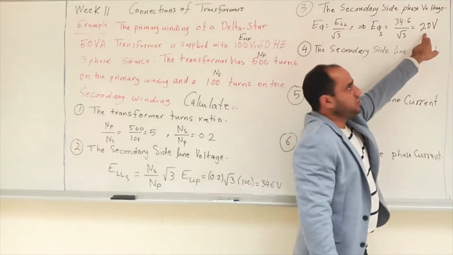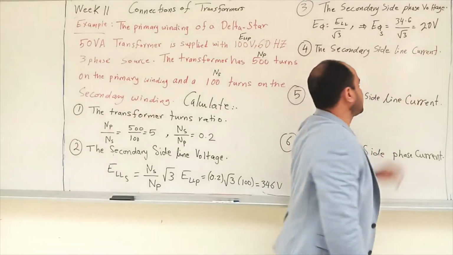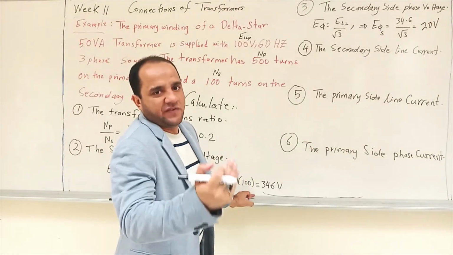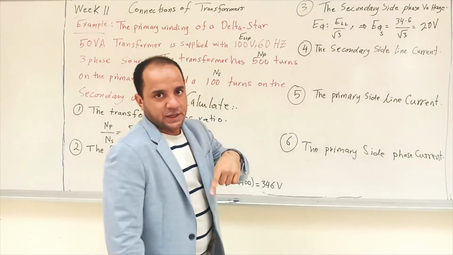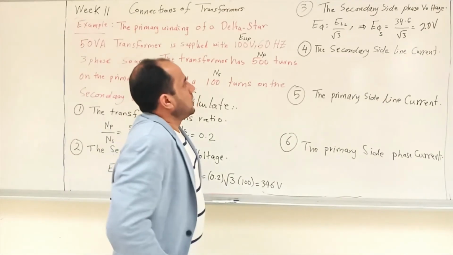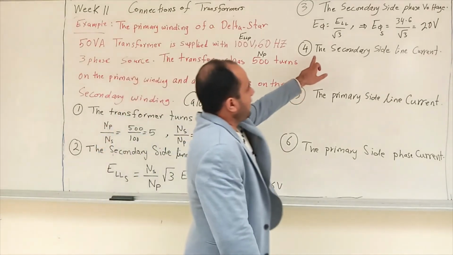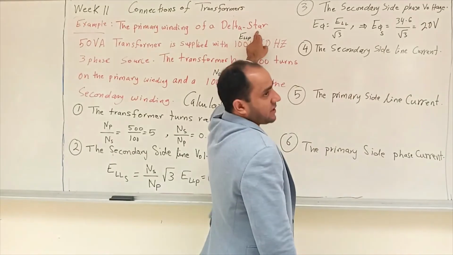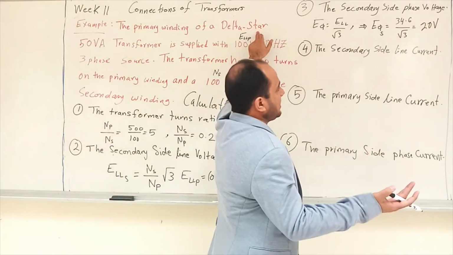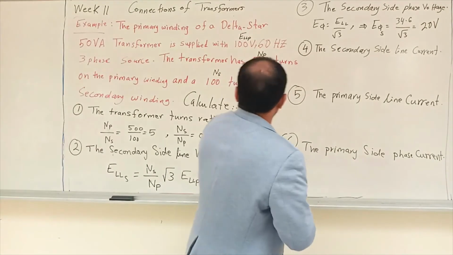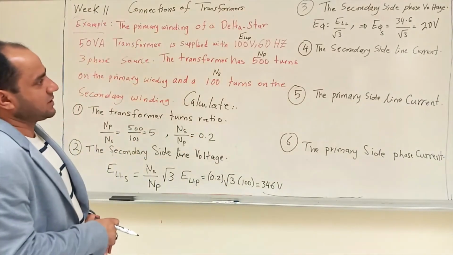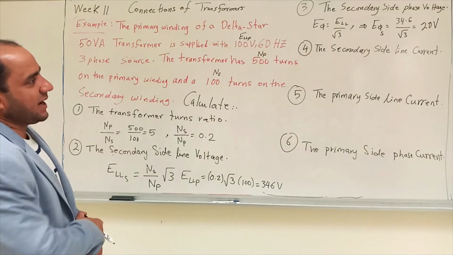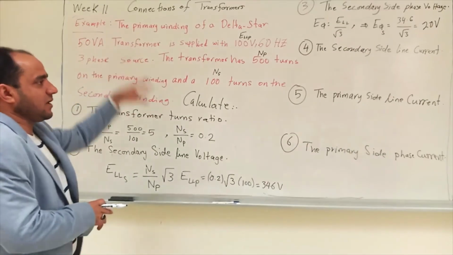Note that this voltage should always be less than the line voltage. We know line voltage is always greater than phase voltage in Y connection. In delta, they are the same. Right. Number 4. The secondary side line current. Secondary side is the star connection, and we need the line current there. Now, what is given in the question here that can help us to find the current? We know the voltage. We need to calculate currents, right? But there is no current given here.